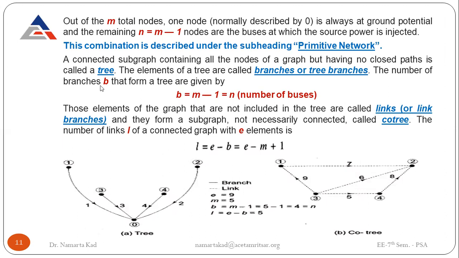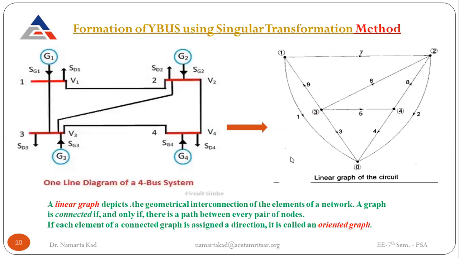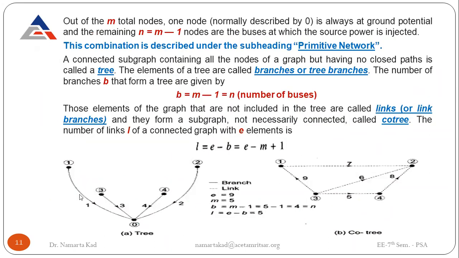Now the number of branches B that form a tree is given by B equals M minus 1, where M is the total number of nodes, minus 1, that is equal to N. So how many branches are there in this linear graph? The total branches are equal to the number of buses. If it is a 4-bus system, then the branches are 4. If it is a 5-bus system, then the branches are 5 accordingly. Here only those branches are considered which are connected to the reference bus only.